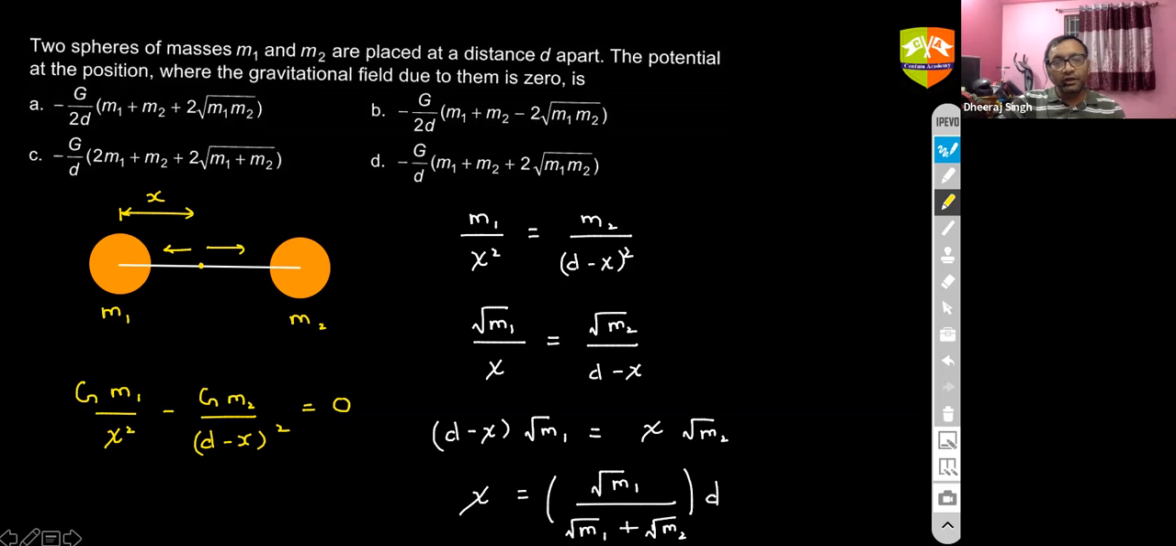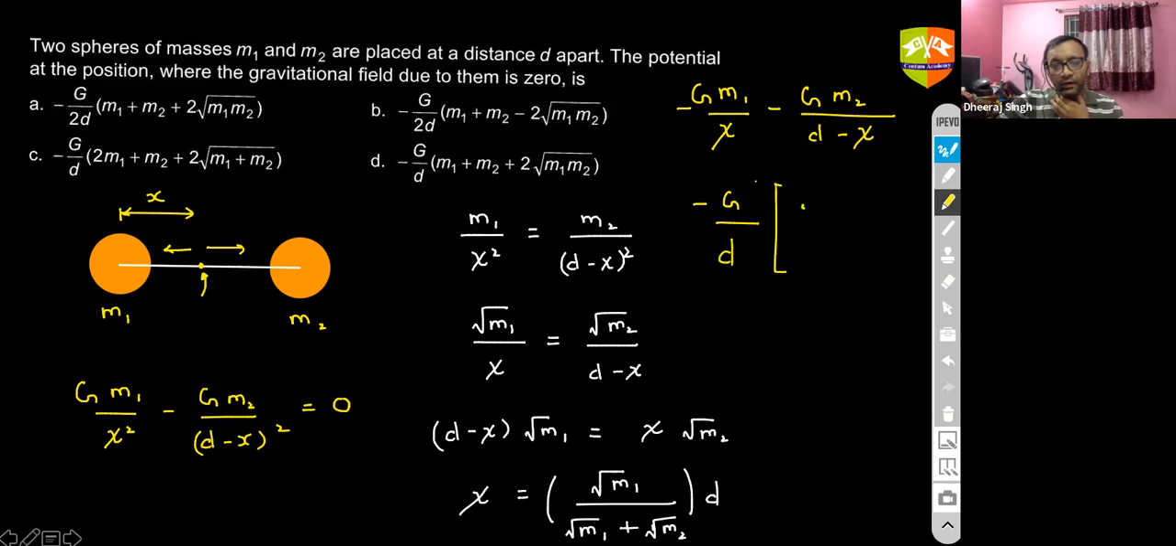Now potential at this location is minus GM1 by X minus GM2 by D minus X. Okay, so let us try to evaluate how do you get the answer quickly. So take G outside and M1 divided by X, when you do, D will come out. So it will be root of M1 multiplied by root M1 plus root M2, and similarly for M2. So if you do the careful calculation, you will get option D.